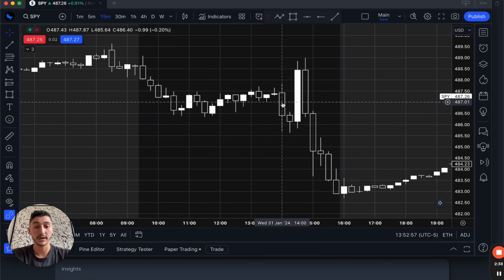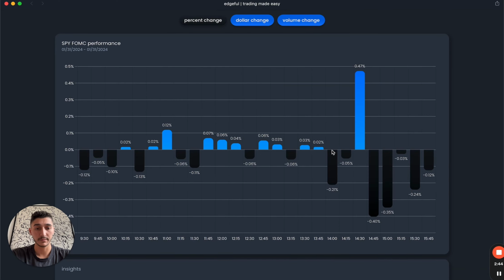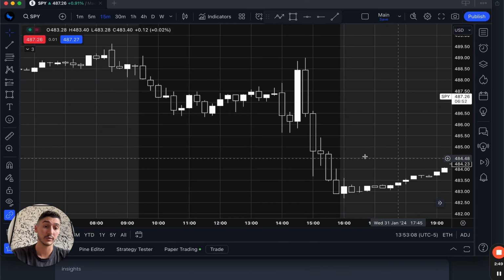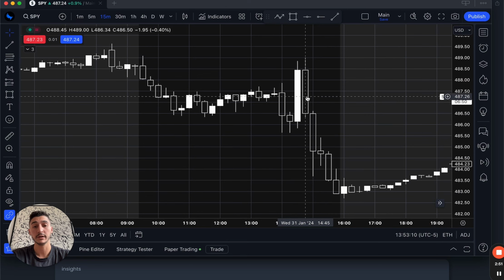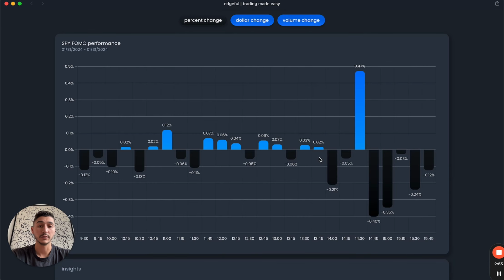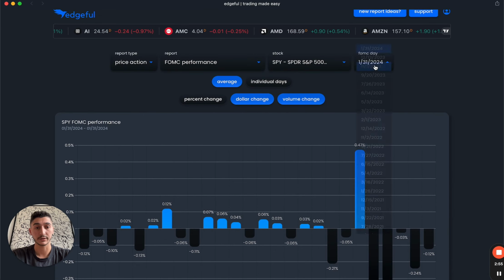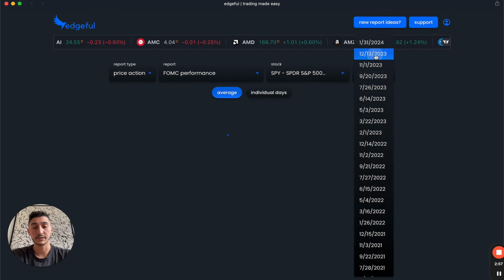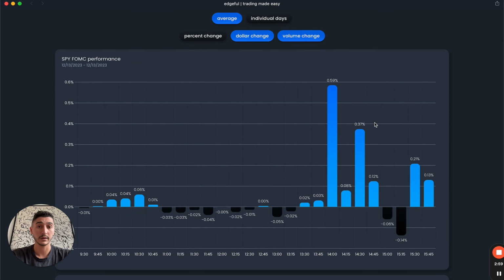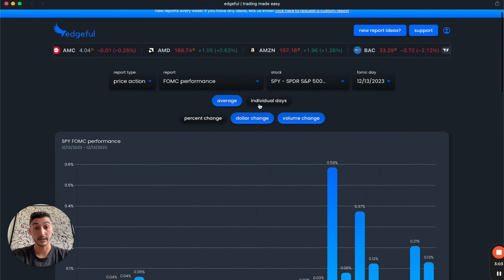You can see 2 p.m., which is right here, big drawdown, and then followed by a big push back up, and then followed by a larger move down for the rest of the day on a 15-minute time period. So this report can help you understand, okay, I want to go and see the December meeting, which is honestly kind of a unique one where price just kept going up all day. So the individual days allow you to go back and see a snapshot of all the days.